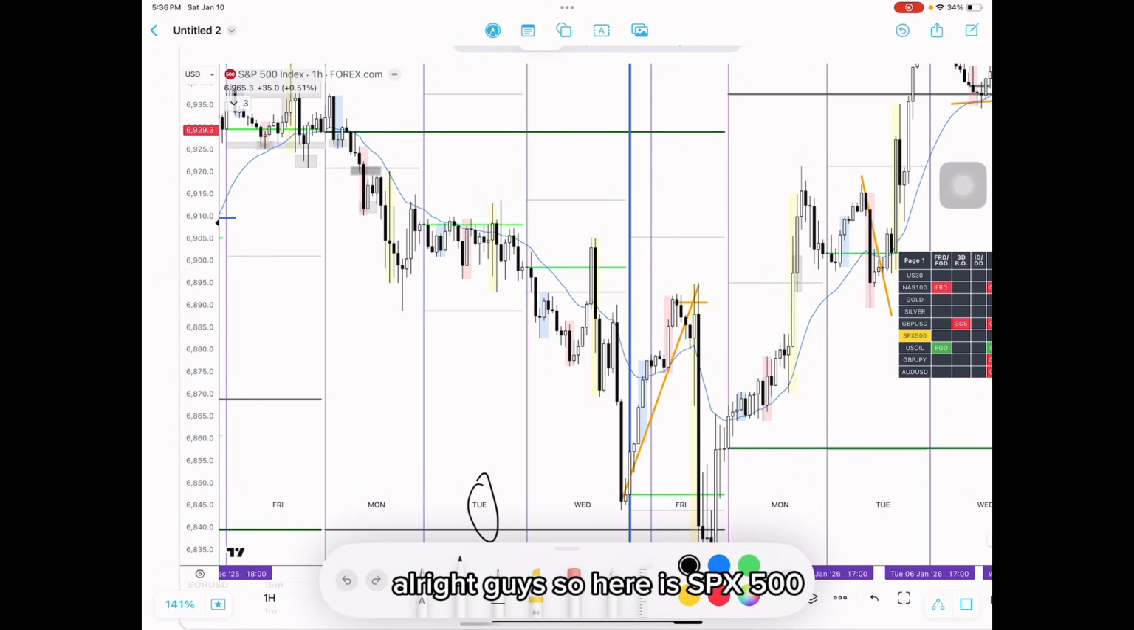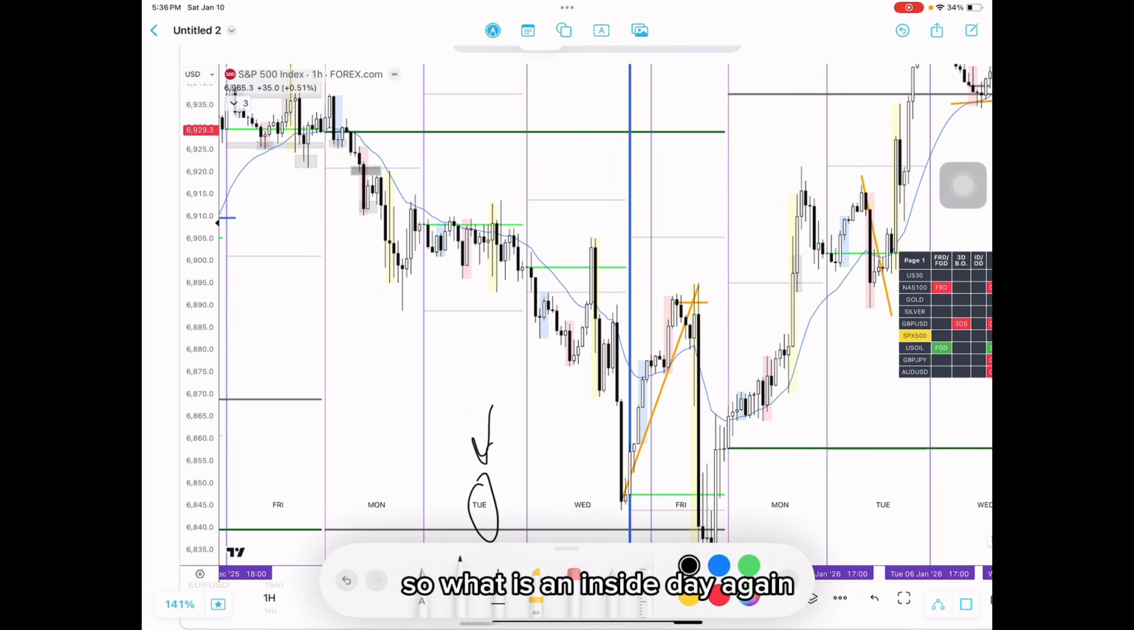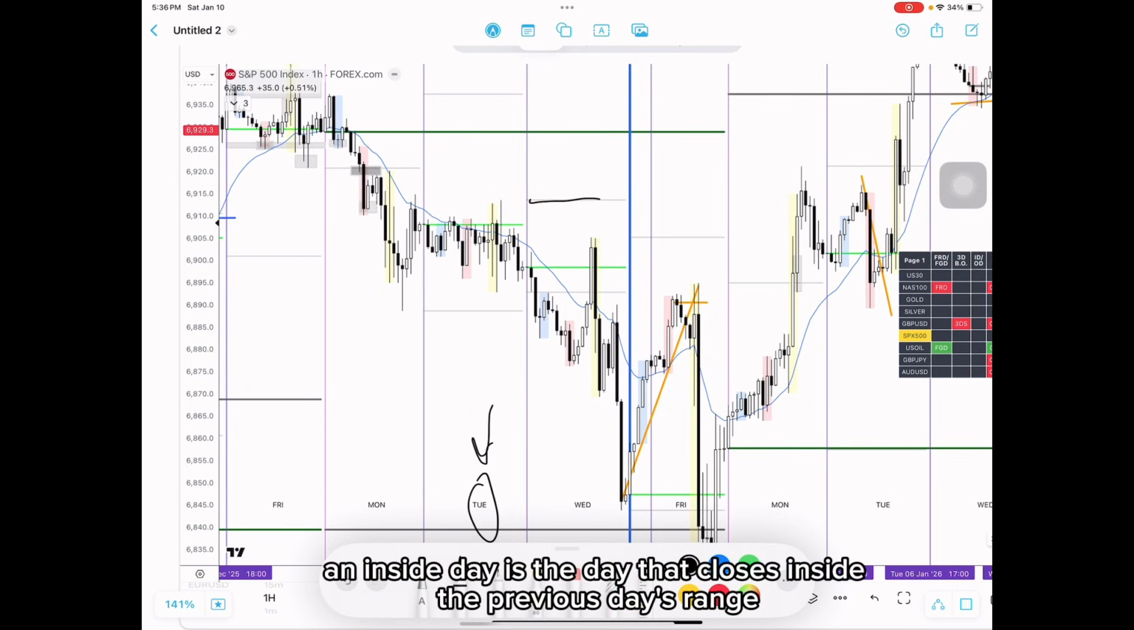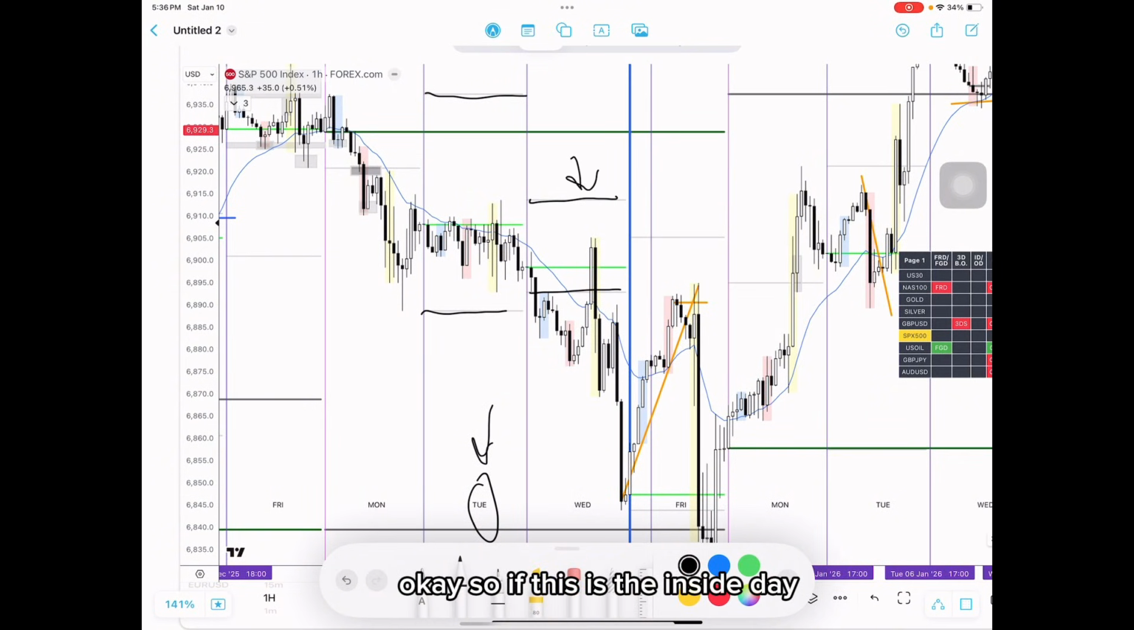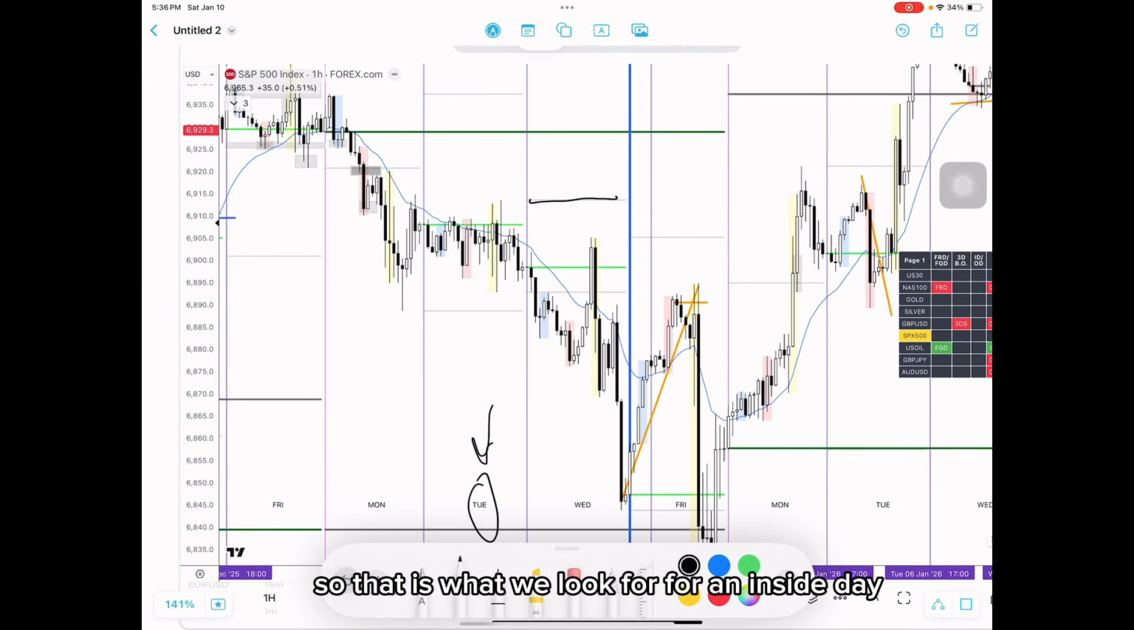All right, guys, so here's SPX 500, and we actually get an inside day on Tuesday, right? So what is an inside day again? An inside day is a day that closes inside the previous day's range, okay? So if this is the inside day, this is the previous day's range, and as you can see, it is inside the previous day's range. So that is what we look for, an inside day.